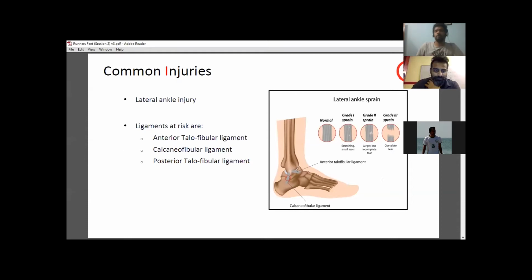Diversifying a little bit over here, because very often high arch runners present with ankle issues rather than foot issues per se.